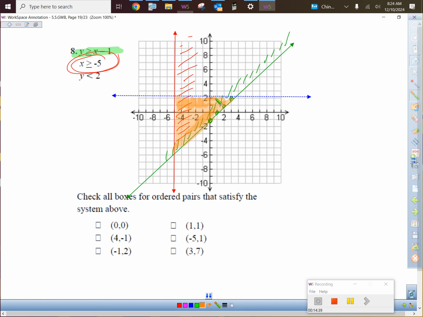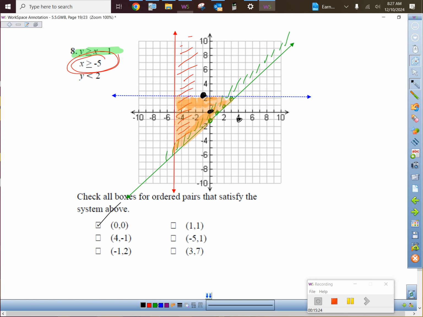That's a weird phrase. So I'll let you and a neighbor work together. Check the box if that satisfies. It's got to be in the orange zone. If it's not in the orange zone, you don't check the box. So (0, 0) is right here. That's a winner, right? (4, -1), loser. (-1, 2). Winner or loser, what do you think on (-1, 2)? This dot right here, what do you think? Why doesn't it work? Because that line is dashed or dotted, right? So that does not work.